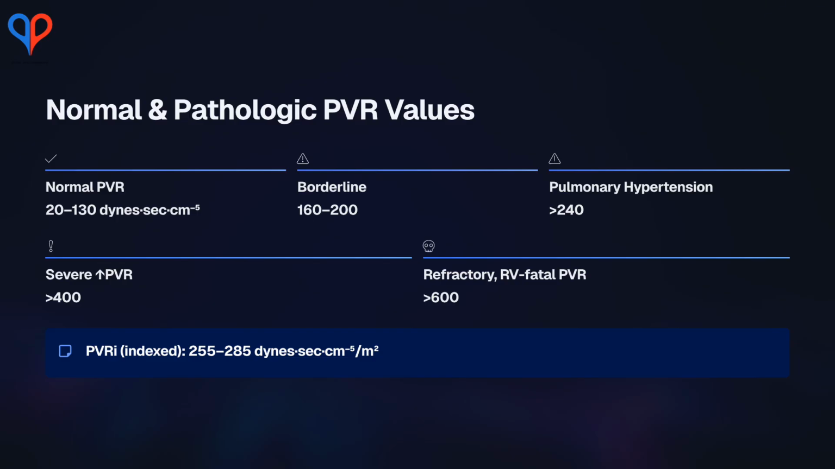Once PVR exceeds 240, pulmonary hypertension is present. At values above 400, the RV begins to struggle. At PVR above 600, RV failure becomes almost inevitable unless corrected. Indexed PVR, PVRI, further normalizes resistance for body size. PVR is therefore not just a number, it is an escalating threat to RV function.